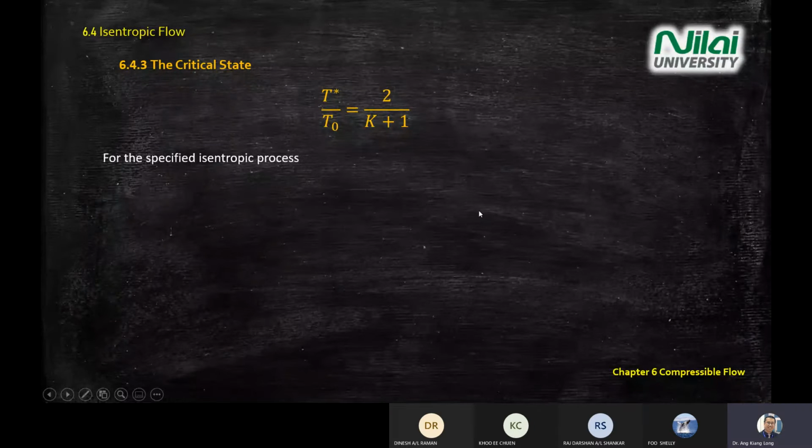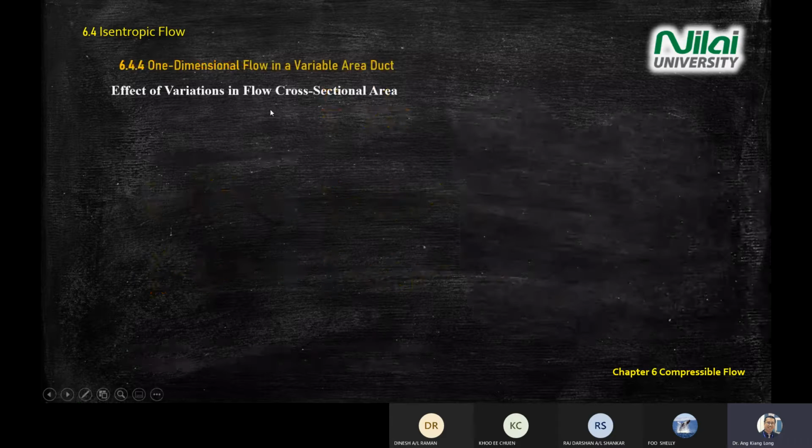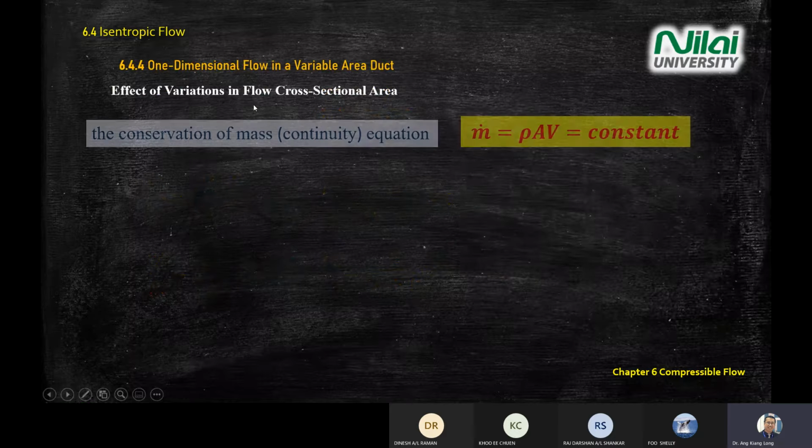So before we break, we covered the conversion of these three equations. We showed you the derivation of T star divided by T0 equal to this form. And by using the isentropic or ideal gas equation, you can rewrite them in the same form. You will get the pressure ratio and density ratio. Next, we're going to look at what happens if you change the area, the cross-section of the flow.